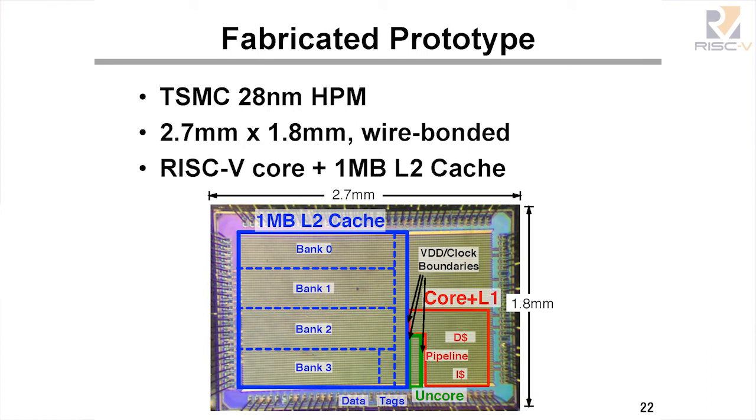This is the die photo of our prototype. This was taped out in TSMC 28 nanometer HPM. It's 2.7 by 1.8 millimeters and wire bonded. The test setup looks almost exactly like the previous chip. Most of the area is taken up with this 1 megabyte L2 cache, and you can see the core and the L1 in the lower right.